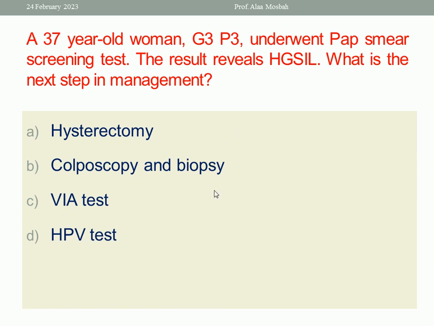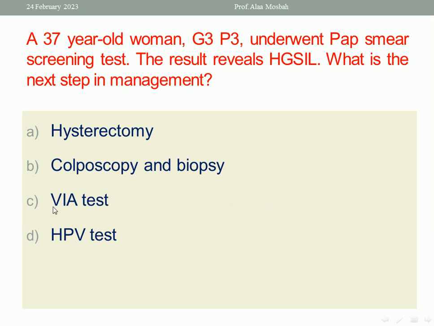Okay. She has a high-grade squamous intraepithelial lesion as a result from the pap smear screening test. Of course, I'm not going to do a hysterectomy. Yes, I'm going to do colposcopy and biopsy from suspicious area to confirm the pathology, or to prove the pathology. Colposcopy and take biopsy from suspicious area.